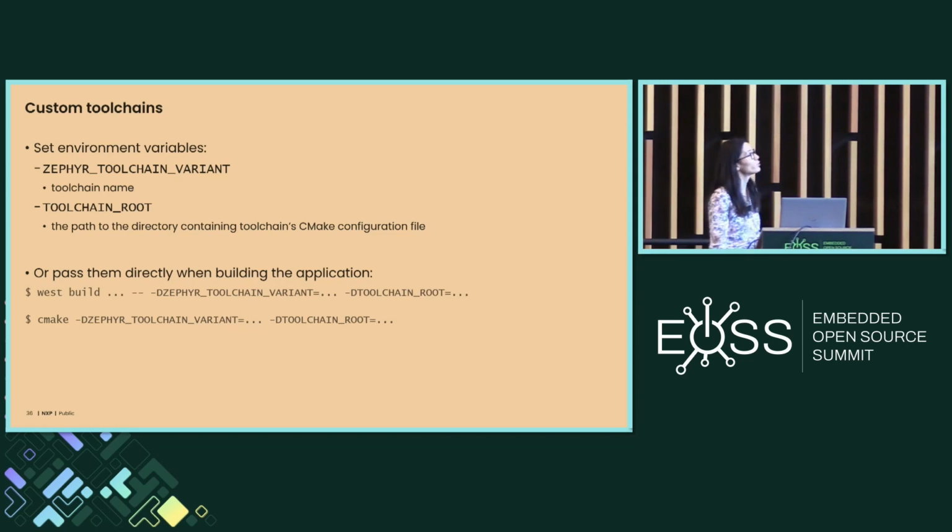For that, you need to define two environment variables: ZEPHYR_TOOLCHAIN_VARIANT, that's the toolchain name, and TOOLCHAIN_ROOT, the path to the directory where we have the toolchain's CMake configuration file. We can set these environment variables, or we can pass them directly when building our application with west build or with CMake, as you can see here in these two examples.